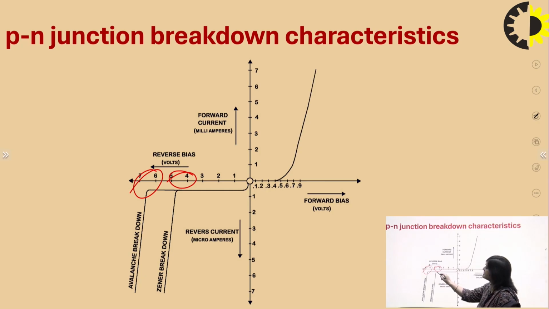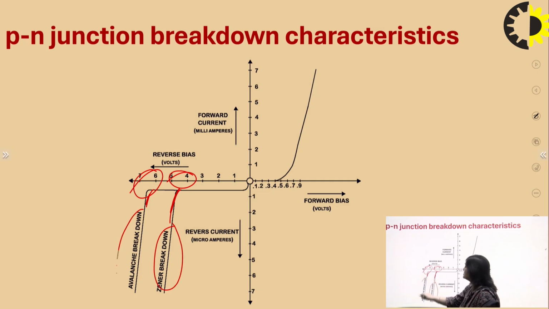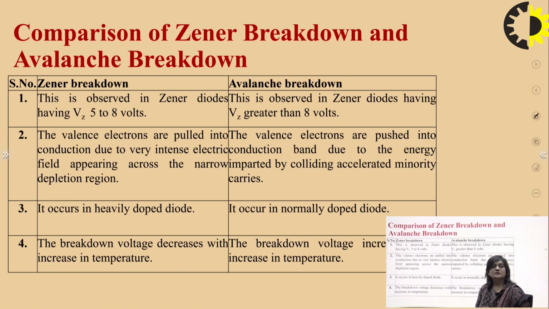And this characteristic has a sharp curve, and it does not have a sharp curve here. It occurs at heavy doping, and it occurs at low doping. So this slide depicts the difference between the Zener breakdown and avalanche breakdown. This is observed in Zener breakdown. This is observed in Zener diodes having VZ 5 to 8 volt. This is observed in Zener diodes having VZ greater than 8 volt.